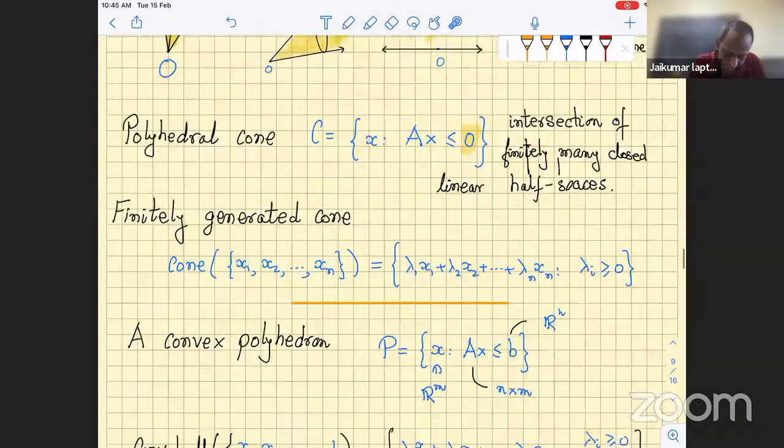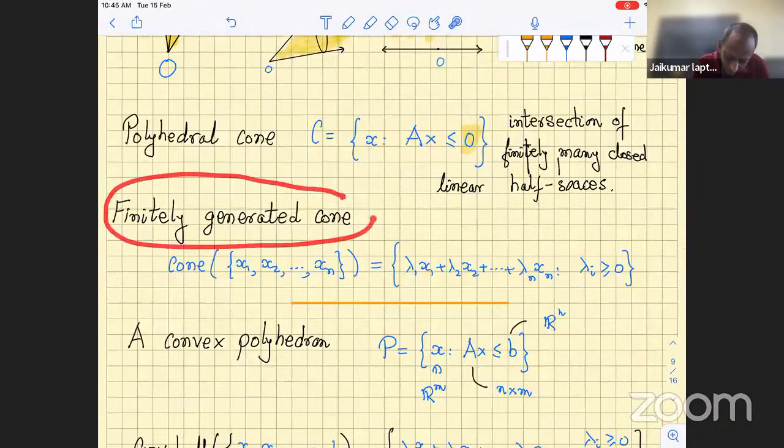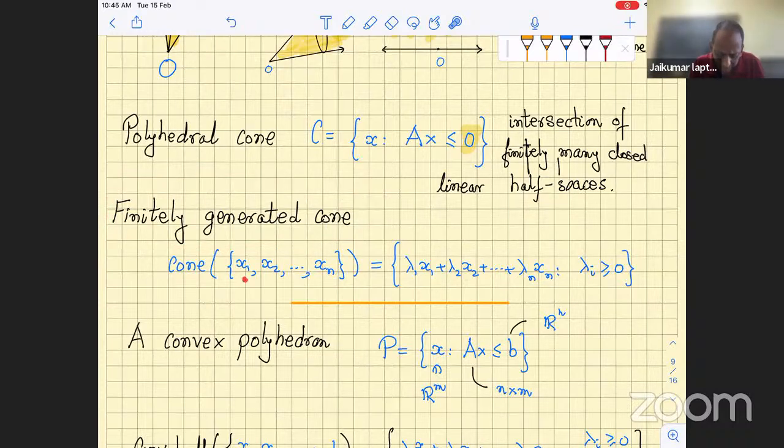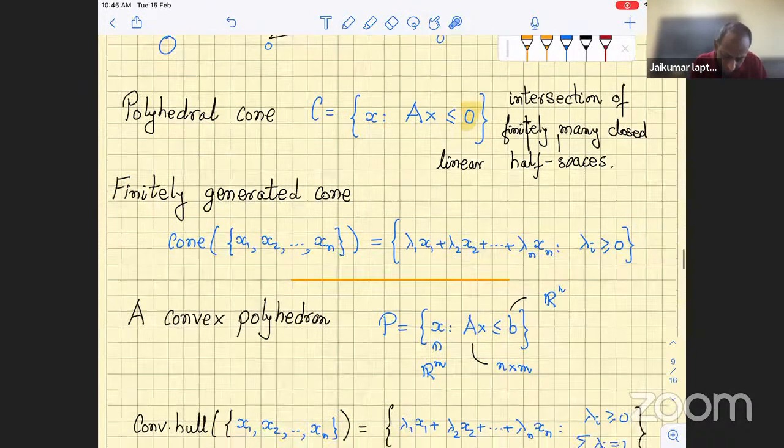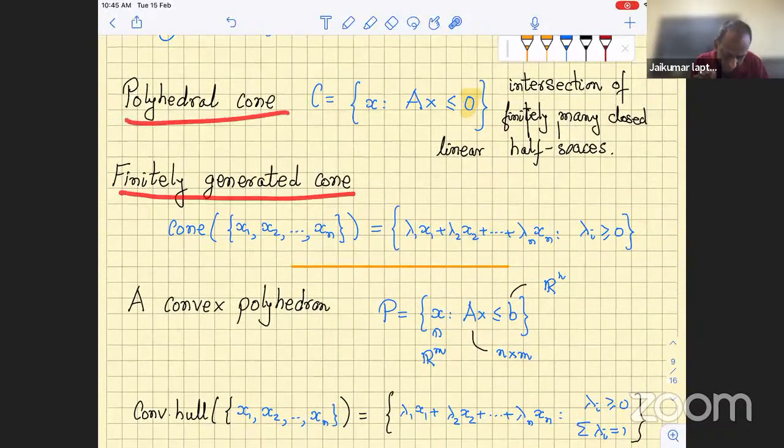A finitely generated cone is, you take some points a1 to an, which is the kind of thing we have been doing, and take all non-negative linear combinations of them. All the points that you get form a cone, because if you take any two such points and take a non-negative linear combination, it will still be a non-negative linear combination of some points. So this is called a finitely generated cone.